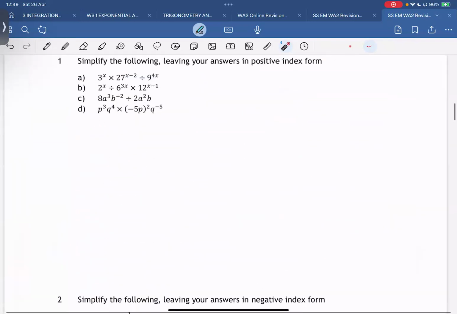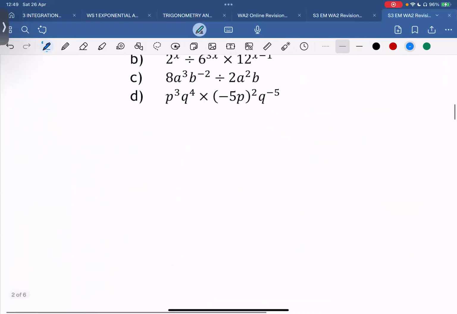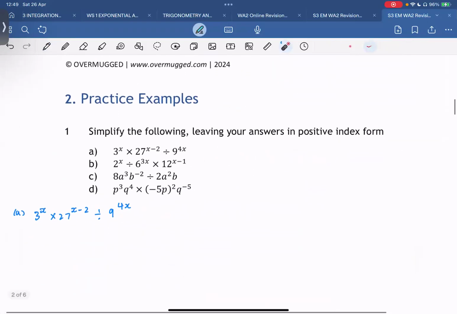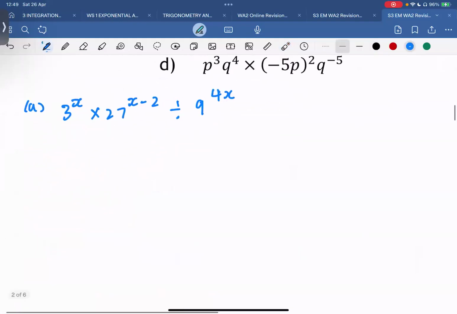Okay, so now let's start with the practice questions. For part A, I have 3 to the power of x times 27 to the power of x minus 2 divided by 9 to the power of 4x. So how do we simplify this expression? Recognize that 27 and 9 can be converted into base 3. 27 is actually 3 to the power of 3, so let's convert that. Then we have power x minus 2. Same for 9. 9 will be 3 squared, to the power 4x.